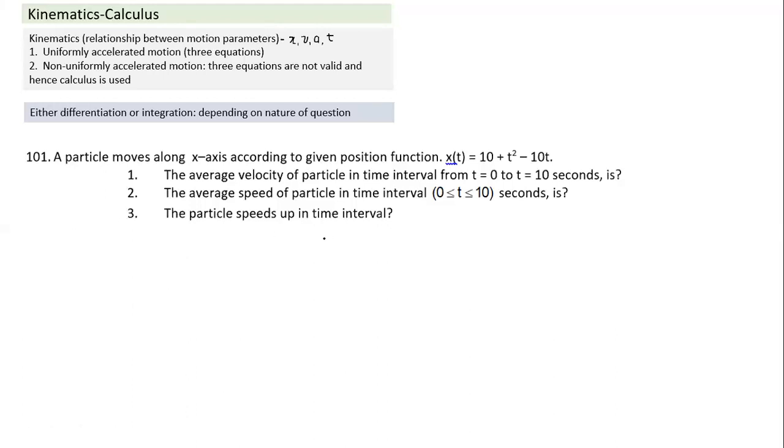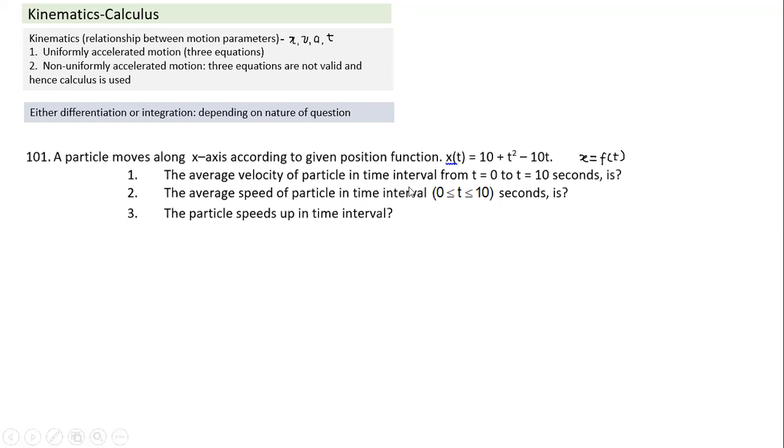The question is fairly simple. Here, how the position varies with time is given. So x is given as a function of time. Suppose we need to find average velocity from t equal to 0 to t equal to 10 seconds. Do we need to do any calculus to find average velocity between t equal to 0 and t equal to 10 seconds? Can you find this average velocity, Shreya? How would you find it?